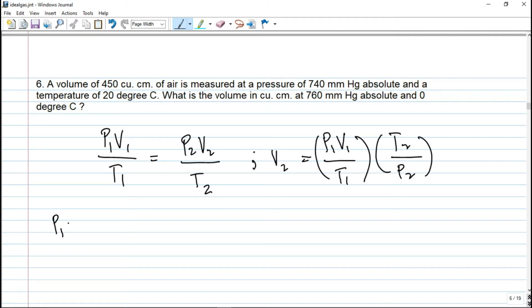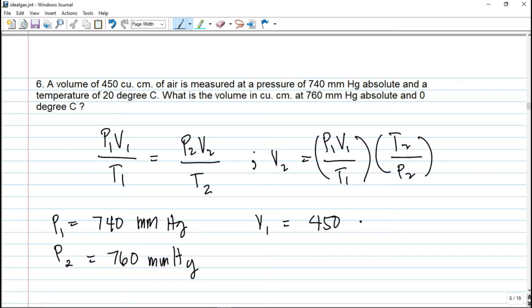So P1 here is given as 740 mmHg, that is millimeters of mercury. Then P2 is equal to 760 millimeters of mercury. Then V1 is given by 450 cubic centimeters. T1 is 20 degrees Celsius, so that is 20 plus 273. So Kelvin, because this should be in absolute. So this value is equivalent to 293.